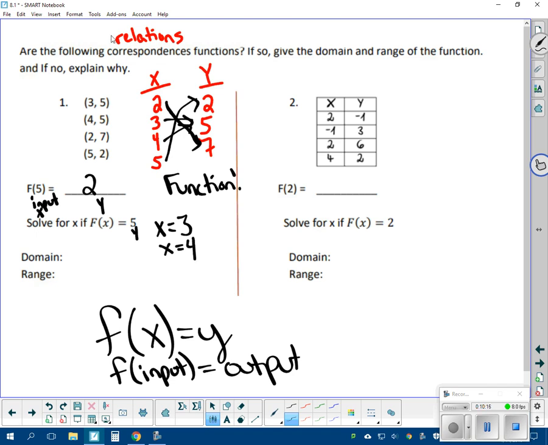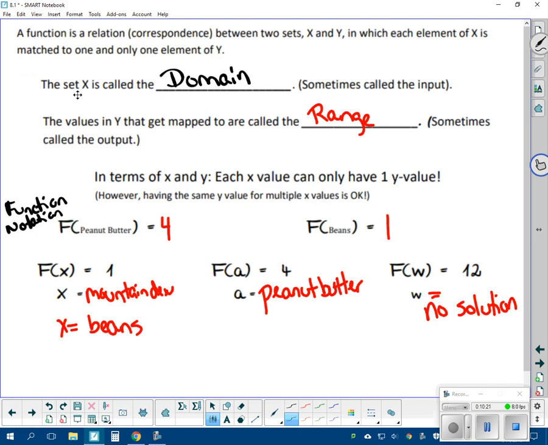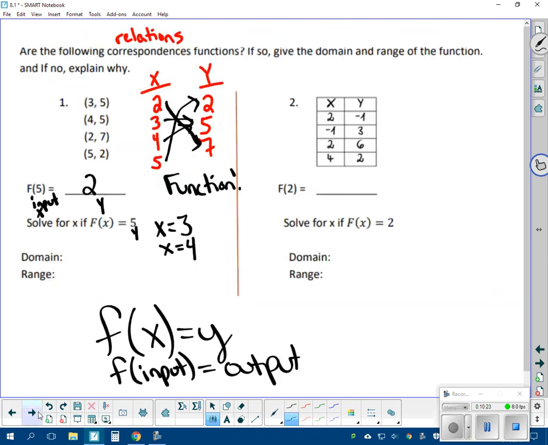Okay. Domain, what did we say a domain is? Well, right back here, it's all your x values, your inputs. So we're just going to list them. We're going to put them in some nice curly brackets and list them in numerical order. It's kind of nice. 2, 3, 4, and 5. And your range is your y values. So 2, 5, and 7. And there you go.